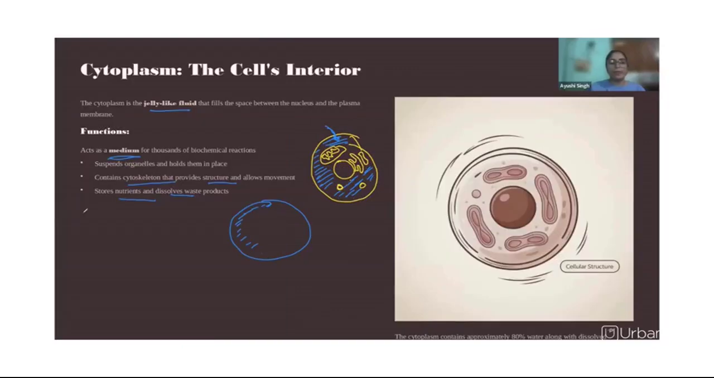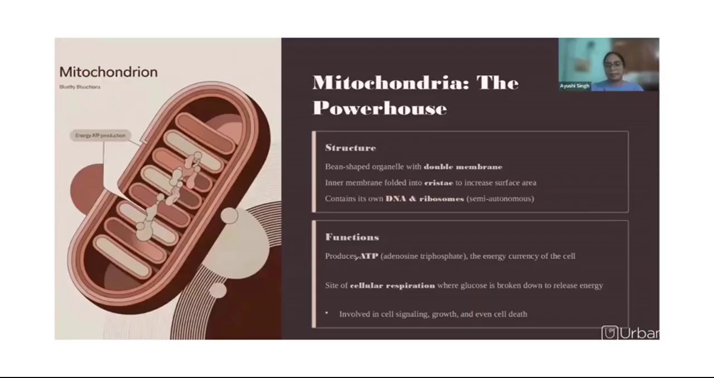Moving on to another organelle. This is the mitochondria. The mitochondria is the powerhouse of the cell. Why? Because it produces ATP. With the help of the oxygen which you are respiring, it will produce ATP, and this ATP acts as an energy currency.